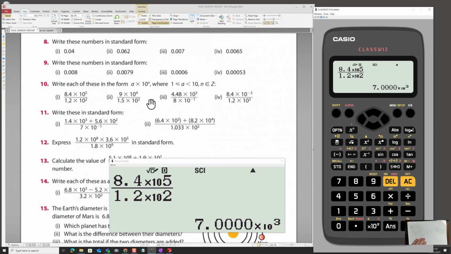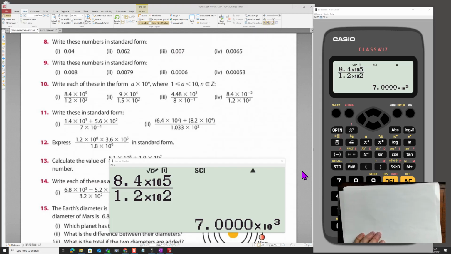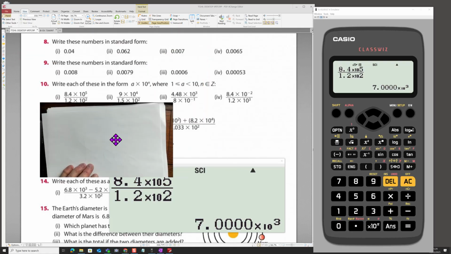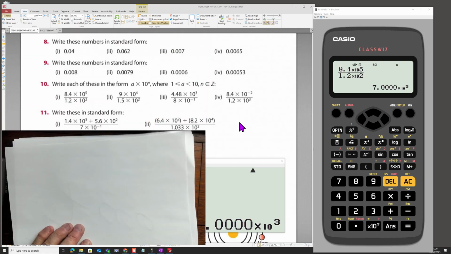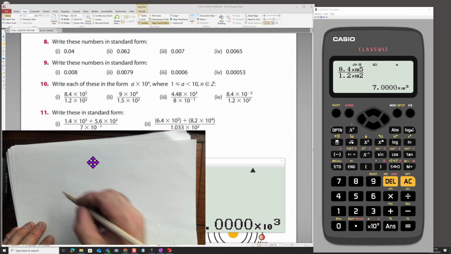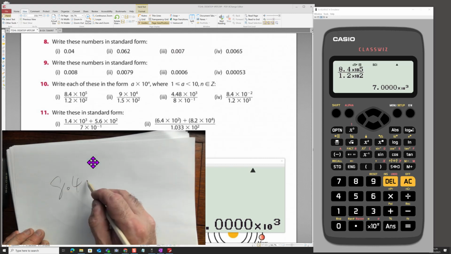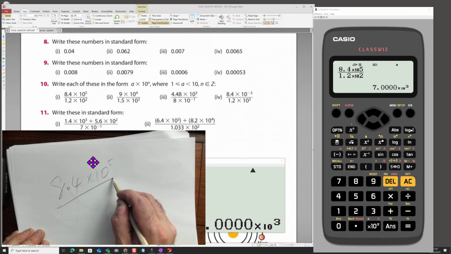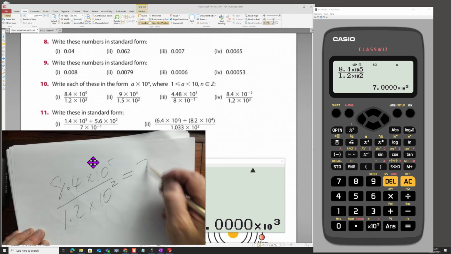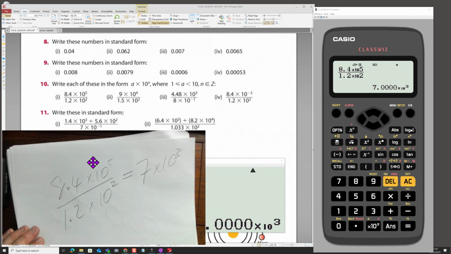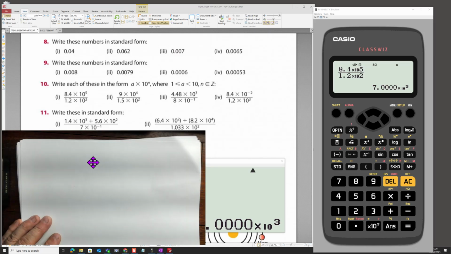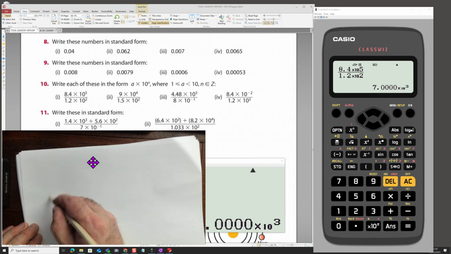Okay, so let's move on to the next one. So I'll write that down. I suppose I would encourage you to write down the entire question. So we'd be going 8.4 by 10 to the 5 over 1.2 by 10 to the 2 equals 7 by 10 to the 3. Okay, so we might as well write it down.